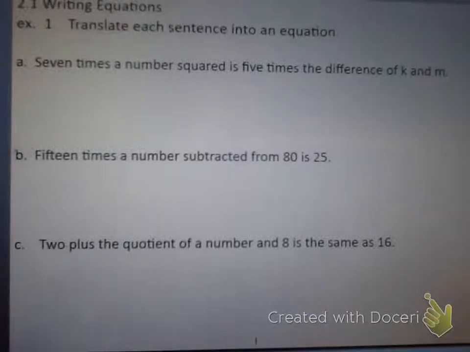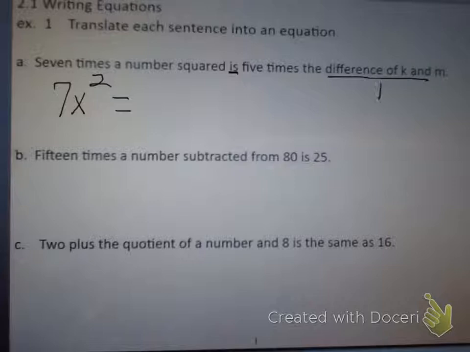Section 2.1, Writing Equations. Example 1, translate each sentence into an equation. A. 7 times a number squared is 5 times the difference of k and m. So we're going to have to look at 7 times a number squared. We would write that as a number squared would be x squared and 7 times that. 7 times x squared stands for equals 5 times the difference of k and m.